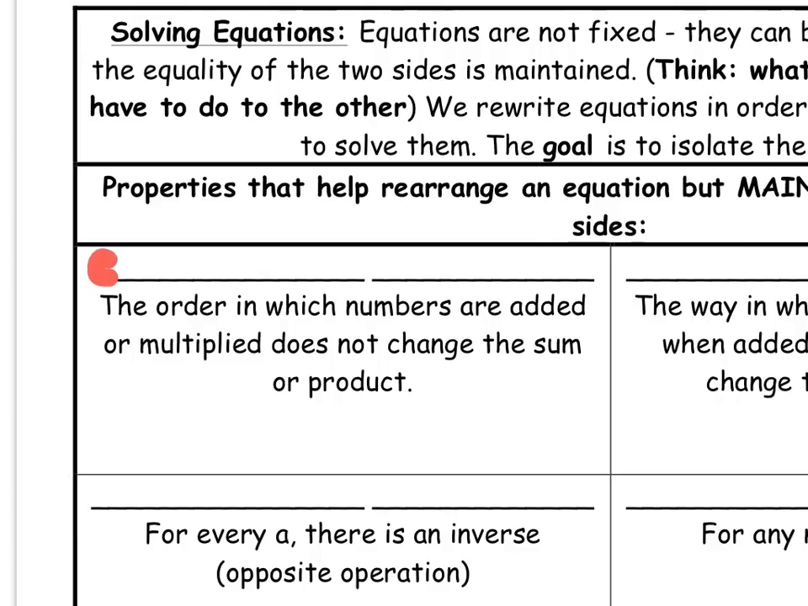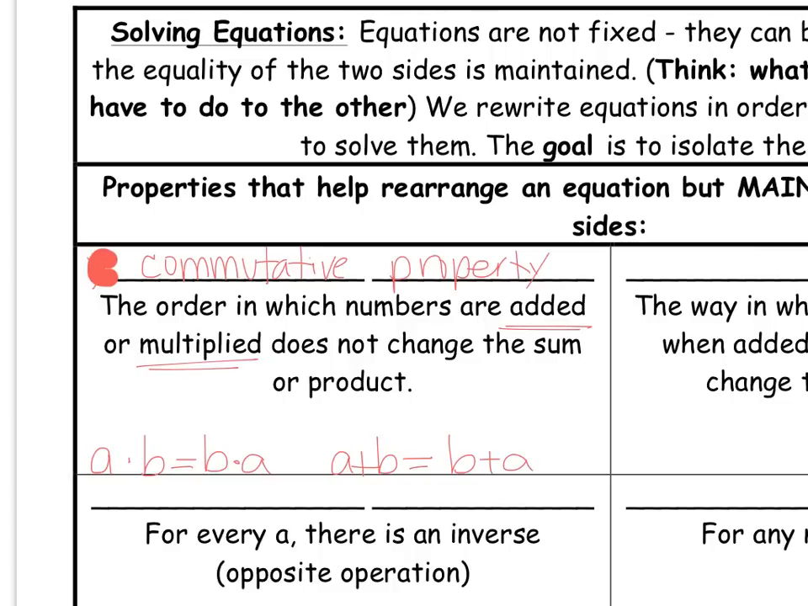And the commutative property just means that with addition and multiplication, order doesn't matter. The commutative property only works with addition and multiplication. So if I multiply A times B, that is equal to B times A. Or if I add A plus B, that is equal to B plus A. So if we threw some numbers in there, 2 plus 1 is the same as 1 plus 2. You still get 3 equals 3.